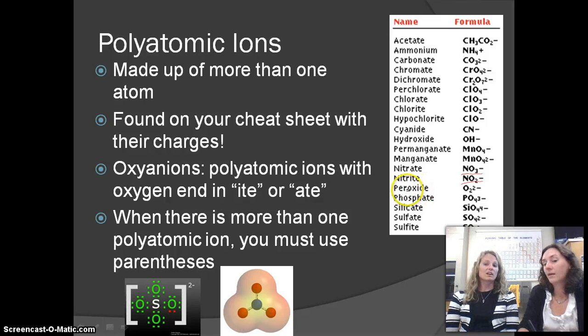So the ATE kind of means that there's more oxygens compared to the ITE. Right. So when there's more than one polyatomic ion, you must use parentheses around it, and then you write your subscript after that.